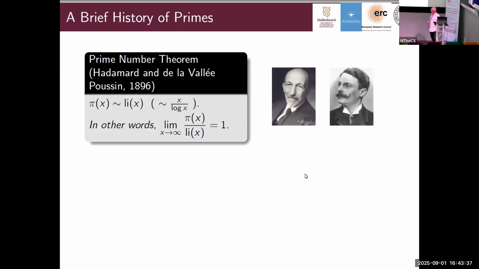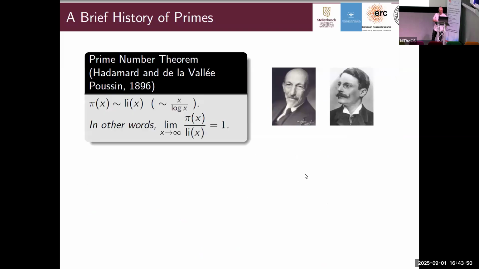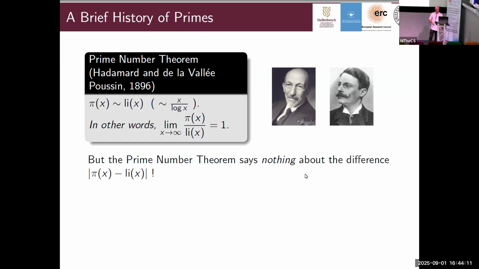And this actually became a theorem, but only about 100 years after Gauss, because Gauss was doing his experiments in 1792, or what was it, 1792, yes? And the prime number theorem became available in 1896, and it was proved by these two French mathematicians, Hadamard and de la Vallée-Poussin. They proved that indeed pi of x divided by that logarithmic integral, you take this ratio, and this ratio tends to 1 as x tends to infinity. But the prime number theorem doesn't say anything about the difference.